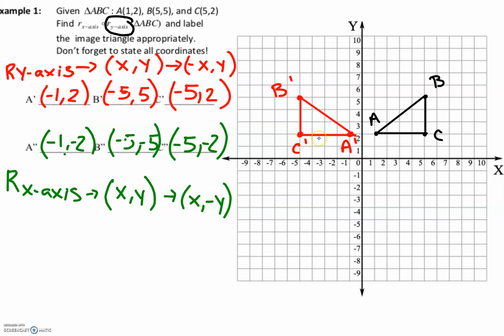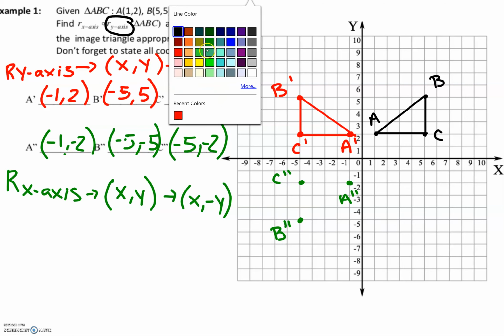So again, we could count or we could just plot our new points. A double prime, and I'm using green now. A double prime is right here. C double prime is going to be right here, and B double prime, if I count down 5, should be at, what, negative 5, negative 5. B double prime, and I'll draw my line, some sort of variation of green.